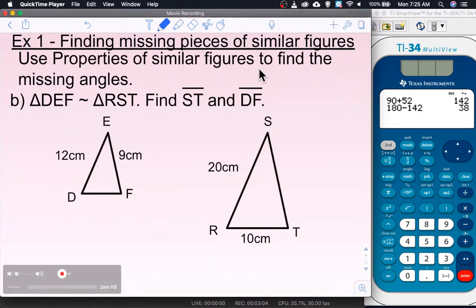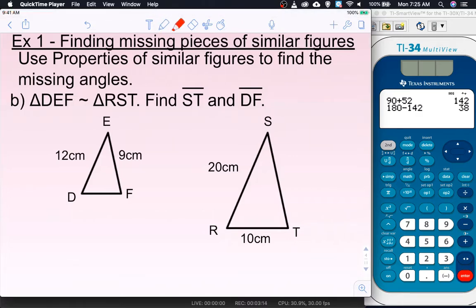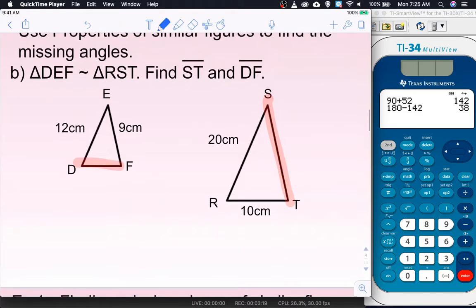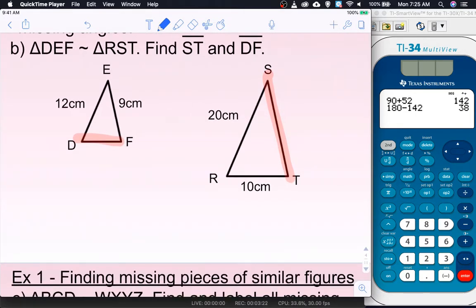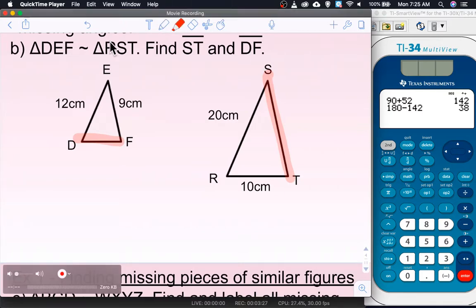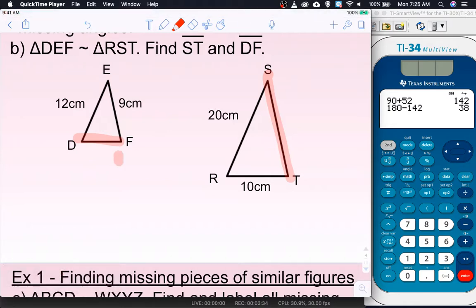Sides. Find missing sides. Let's see. Find ST. I'm actually reading the question this time. ST and DF. So we need to find both of those pieces. Now, the way that we learned in the previous lesson, similar figures, their sides are in proportion. Well, we can use a proportion to compare and to find missing side lengths.